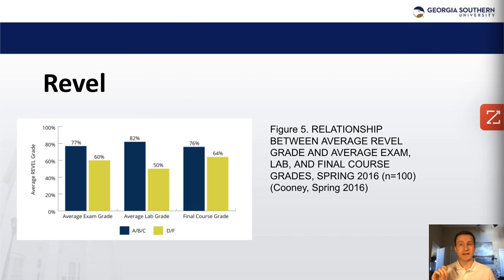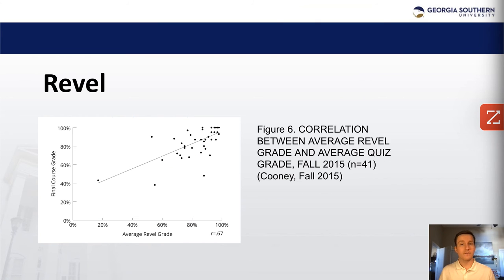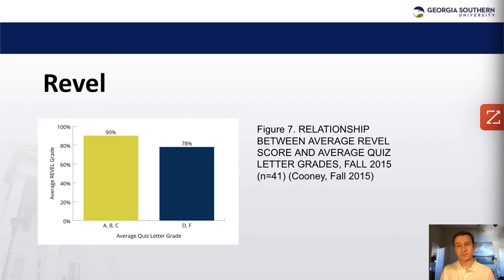Figure 5 shows that the higher the Revel grade, the higher the average exam grade, at least a 17% increase, and a lab grade of a 32% increase, and a final course grade of a 12% increase. Figure 6 shows a strong positive correlation exists between average Revel grades and final course grades, where R is equal to 0.67 and P is less than 0.01. The correlation coefficient indicates that there is a positive relationship between the final course grade and the average Revel grade.